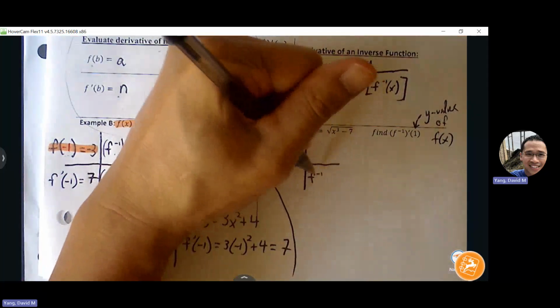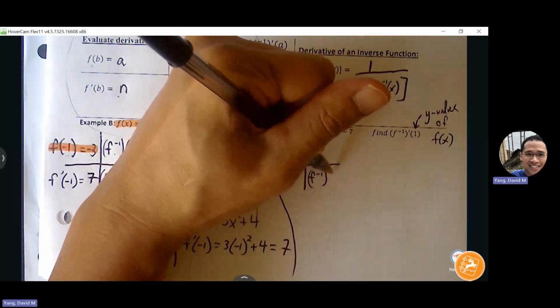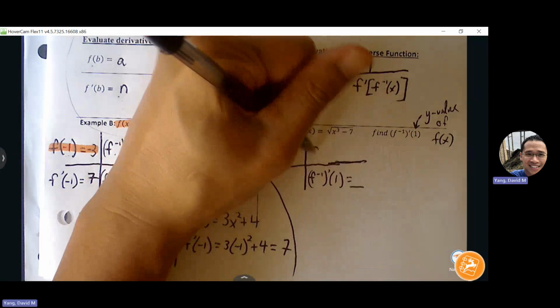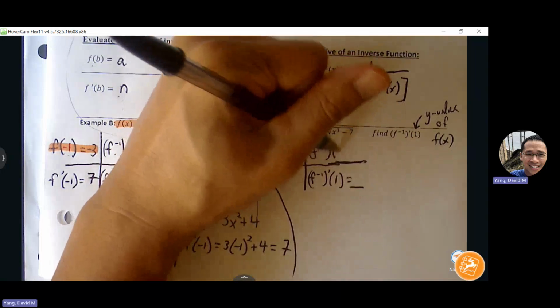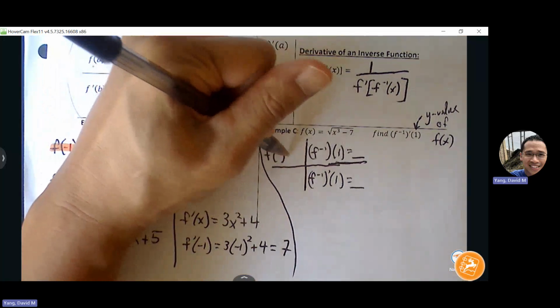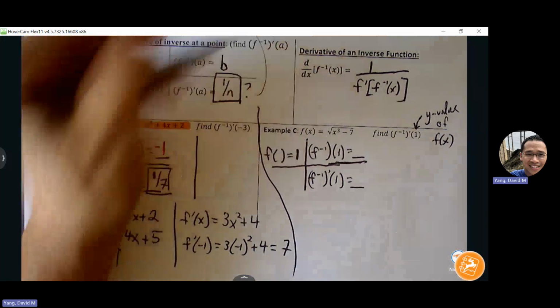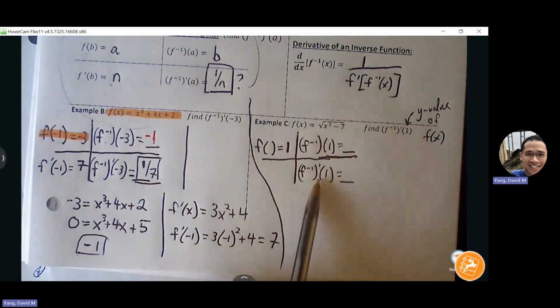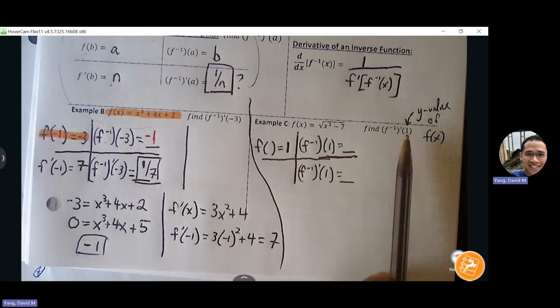So I know my ultimate goal is to find the derivative of f inverse at 1. And I also know that 1 is the x value of my inverse, which must mean that it's the y value of my original function. So I can just set this up. I can fill all this in without even looking at my problem. I just have to know what that value is. Okay, good so far?